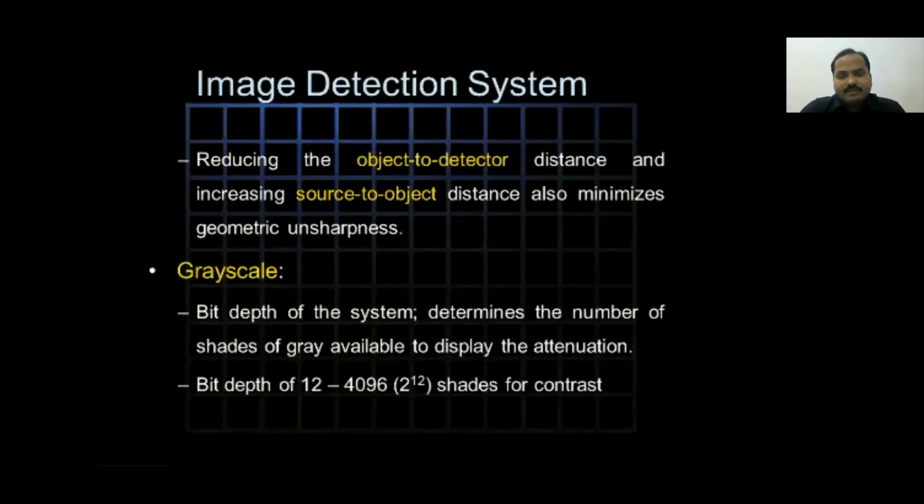Then another factor in the image detection system is the grayscale. Grayscale we have seen in radiography to be the presence of visualized contrasts, the areas of white, gray and black. How much difference can be visualized on the screen will depend, in CBCT, upon the bit depth. There is something called the bit depth of the system, which will determine the number of shades of gray available to display the attenuation. Attenuation is the X-ray absorption in the tissues or in the medium through which it is passing.